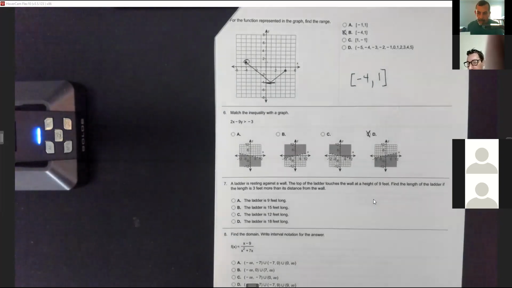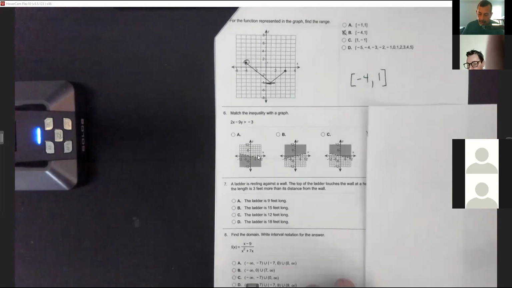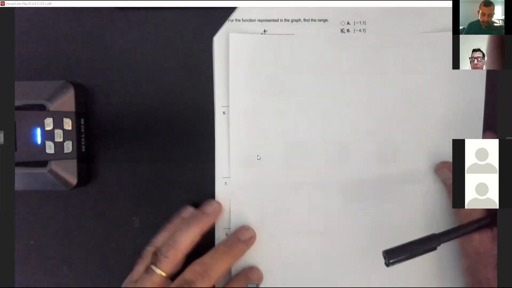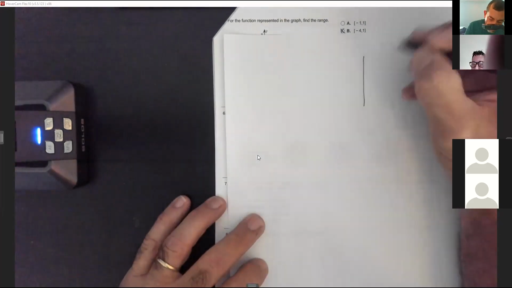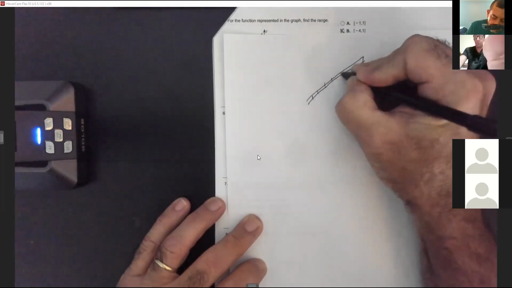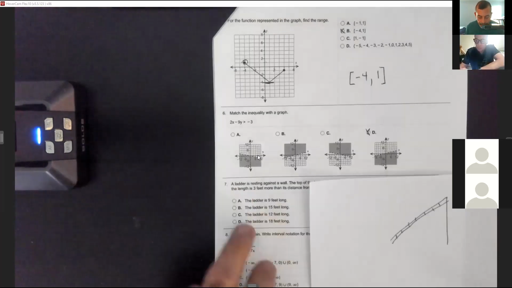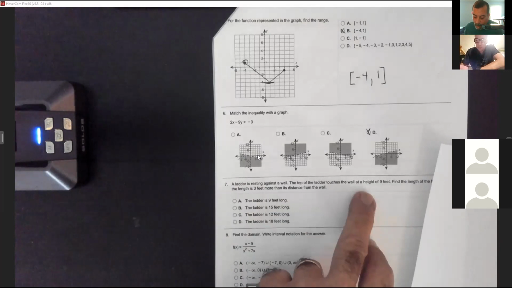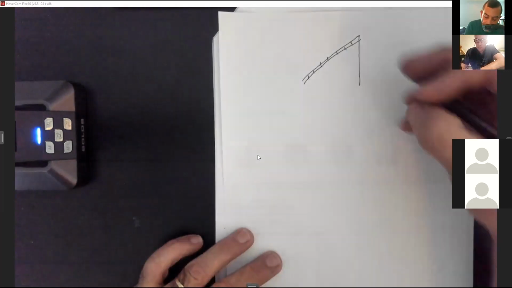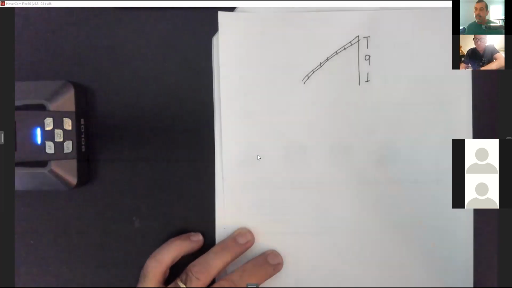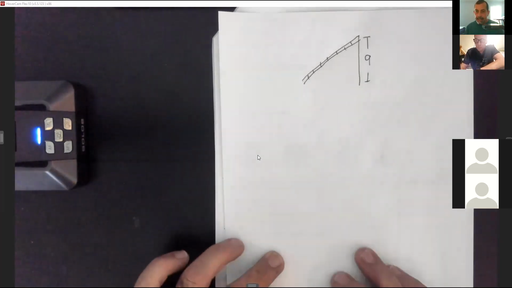All right, so it looks like we're about to draw a picture here. So we got a wall with a ladder resting on it. So let's draw a wall. And we're going to have a ladder resting on that wall. The top of the ladder touches the wall at a height of 9 feet. So over here, from the ground to where the ladder touches the wall is 9 feet.